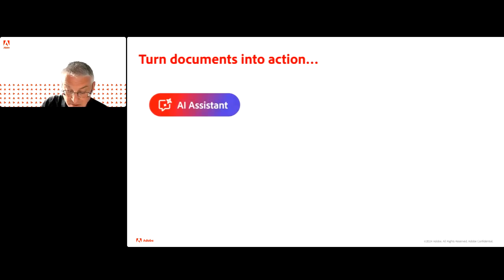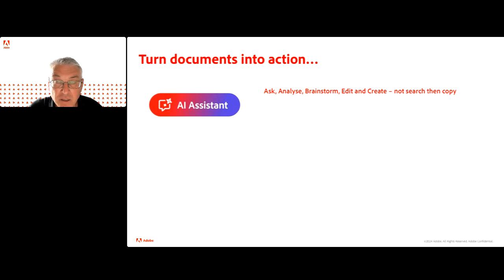So with AI Assistant, we can help turn these documents into action. For one or multiple documents in any document format, we can use our AI Assistant. What it means is you can ask documents questions. You can analyze the data within it. You can even brainstorm, such as show me something. You can edit, you can also create. But the main thing here, when you're thinking about a document in its traditional format, is you open it up, and if you want information, you either scroll up and down or hit Command F, and then you have to search.